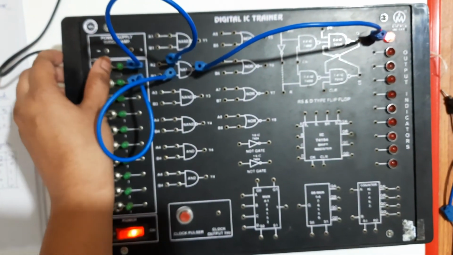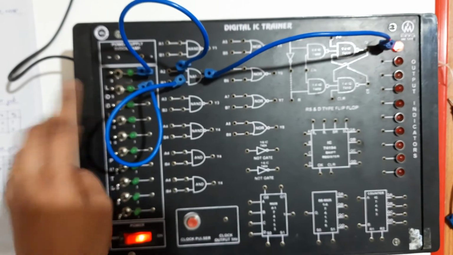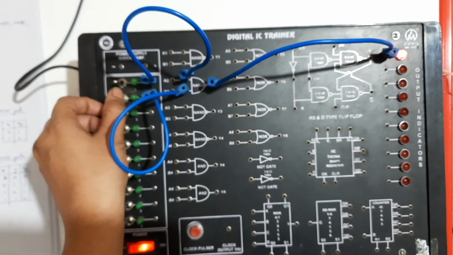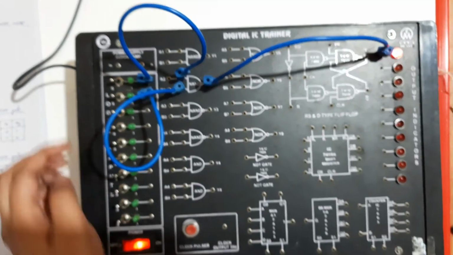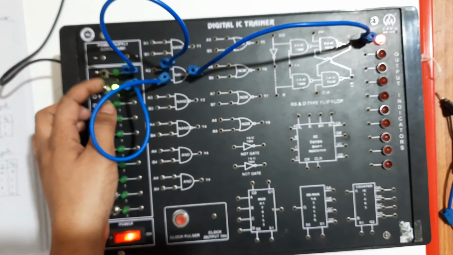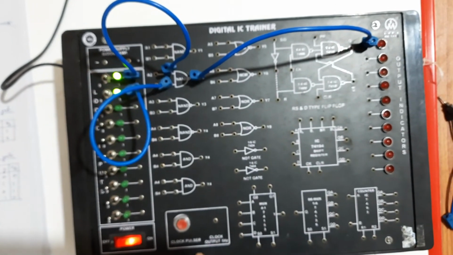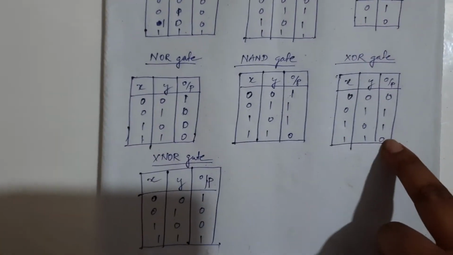Okay, whenever both the inputs are 0, output is 1. Whenever at least one input is 1, output is 1. Whenever both the inputs are 1, then only output will be 0. That is NAND gate. Now XOR gate.